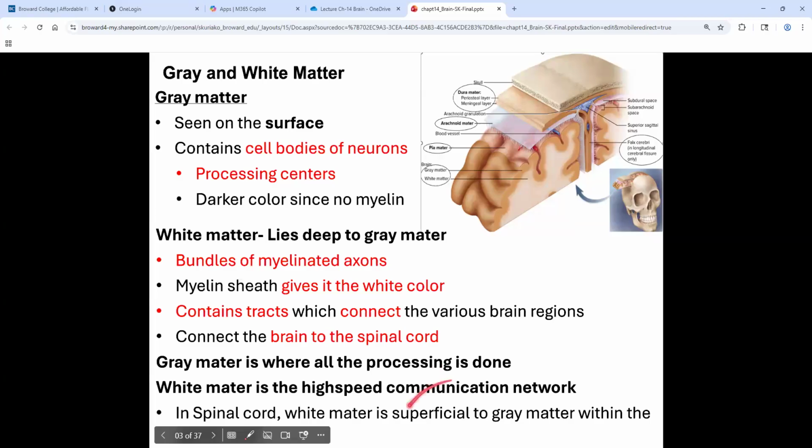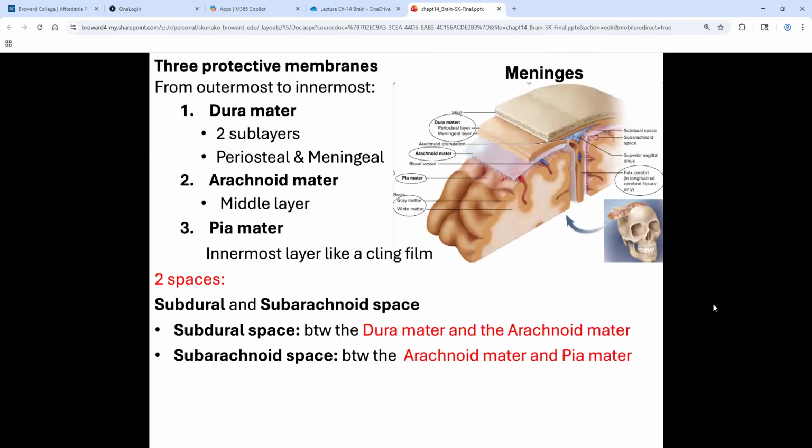Now, the one difference is that in the spinal cord, the white matter is on the outside, gray matter is on the inside. There's a reversal, okay? But in the brain, the gray matter is always on the outside. White matter is on the inside. So the brain has got 3 protective layers, and we call that the meninges.